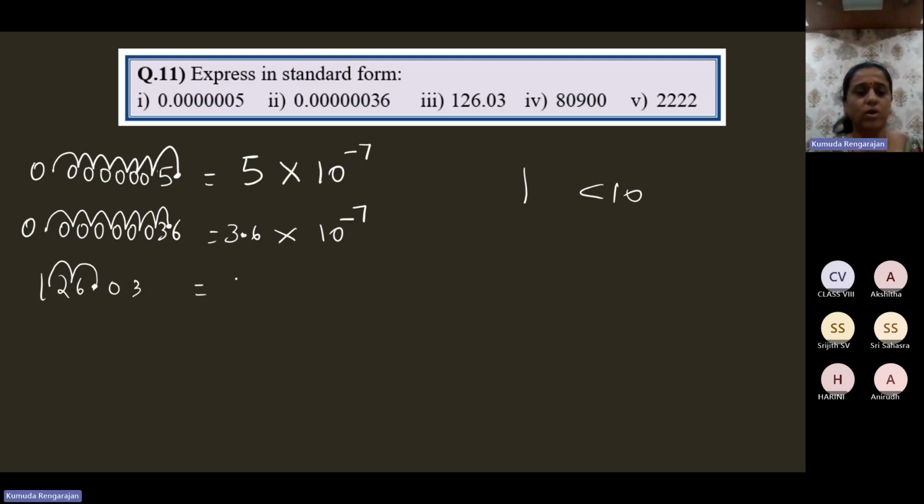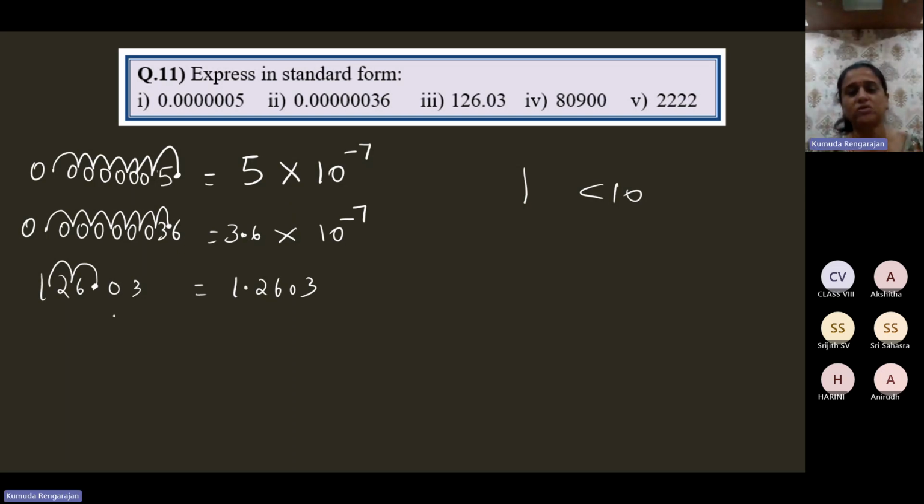So it becomes 1.2603. The decimal point is here. The number is 126.03. It's so much more than 10. 126.03.